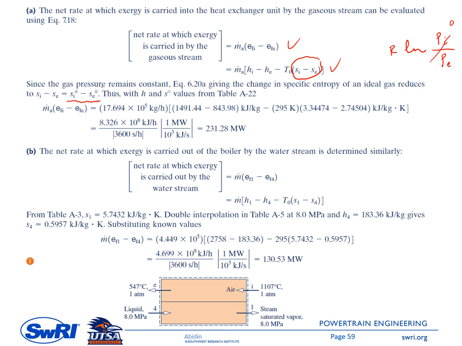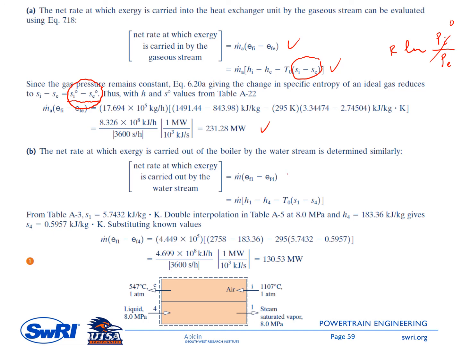Therefore you only have this term to calculate the entropy difference. Using the same table A22 for air, you should be able to get s_i and s_e in degrees here, and you will get this number: the net rate at which exergy is carried into the heat exchanger by the gaseous stream is 231.28 megawatt.